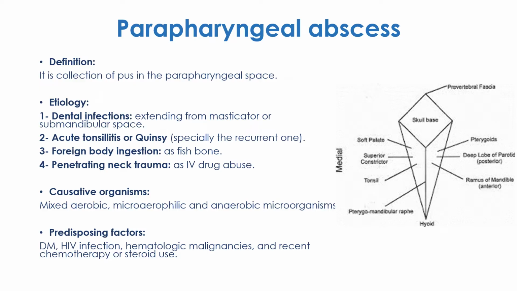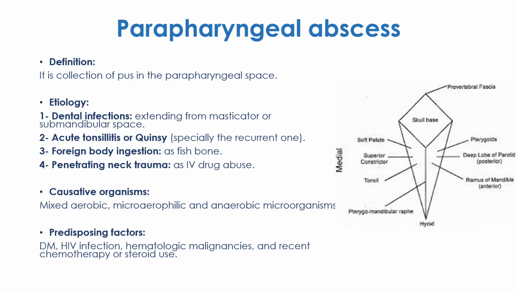Etiology: the main cause of parapharyngeal space infection is dental infection, either extending to the parapharyngeal space from the masticator space or from the submandibular space. Other causes are acute tonsillitis or quinsy, especially recurrent ones. Foreign body ingestion such as a fish bone might penetrate the pharyngeal wall and cross to the parapharyngeal space, causing parapharyngeal abscess. Other causes are penetrating neck trauma and intravenous drug use.